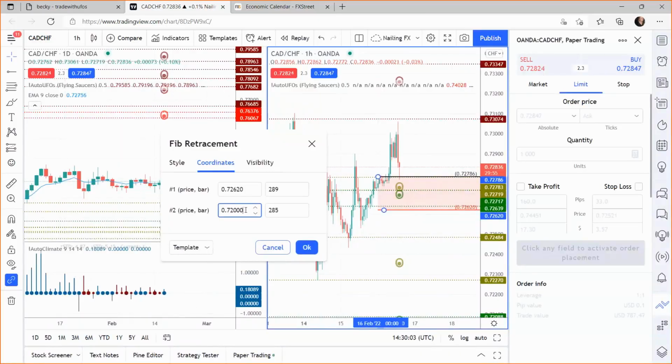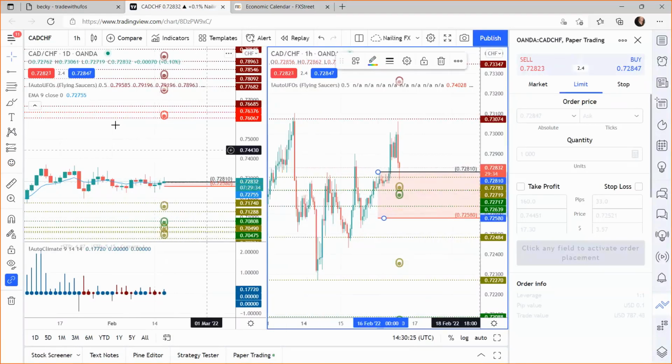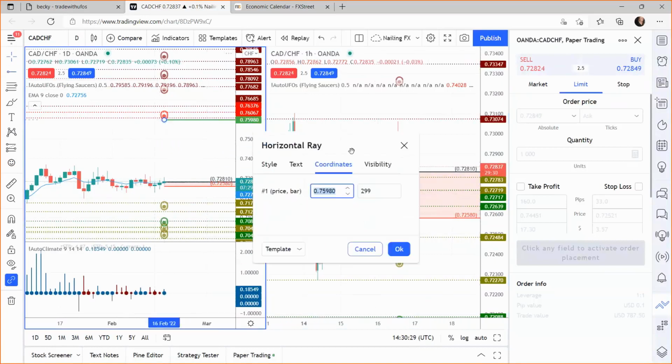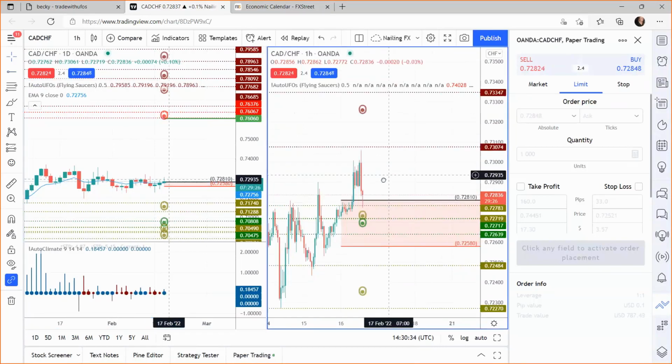So 7281 it will be, taking that top number, rounding it up, and then adding a couple of pips for the spread. The stop loss will be the bottom number of the bottom UFO, which is 0.7263, just rounding that down. Then I'm going to take off 5 pips for a bit of wiggle room, which takes us to 7258. Final target will be up here at 0.7606, and our first target will be 1 to 1 away.